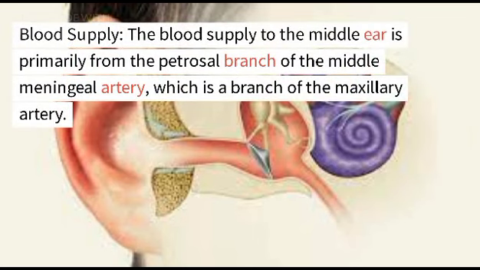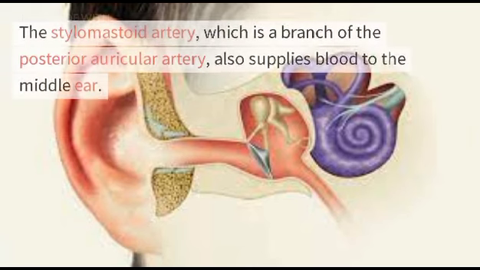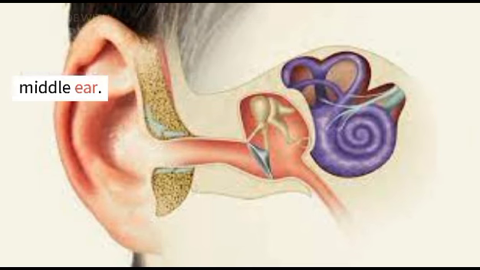Blood supply. The blood supply to the middle ear is primarily from the petrosal branch of the middle meningeal artery, which is a branch of the maxillary artery. The stylomastoid artery, which is a branch of the posterior auricular artery, also supplies blood to the middle ear.